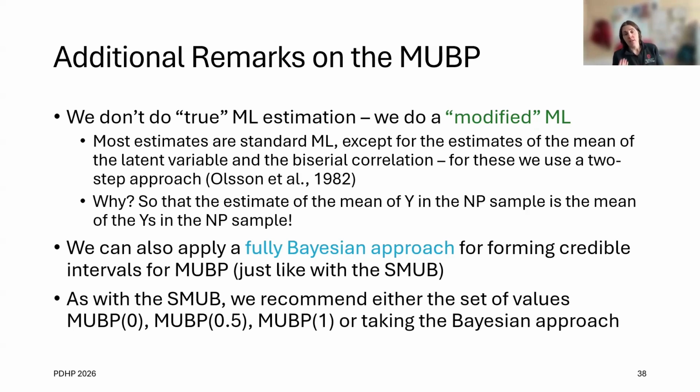So in addition to doing this modified maximum likelihood estimation, as Brady showed and emphasized, we like to be Bayesian. You can do a Bayesian estimation just like you can for the SMUB, and you can have credible intervals. Put a prior on phi, uniform 0, 1, or something else, and look at the effect of varying phi on the inference. And just like with the SMUB, if you want point estimates, phi equals 0, phi equals 0.5, and phi equals 1 are a good set of estimates to bound the potential for the non-response bias.